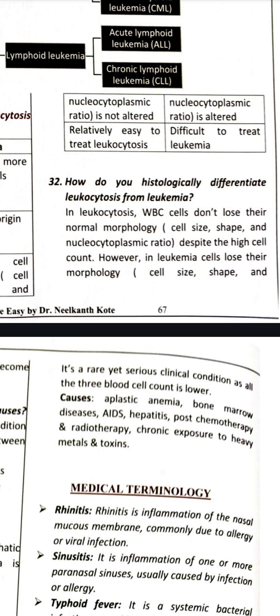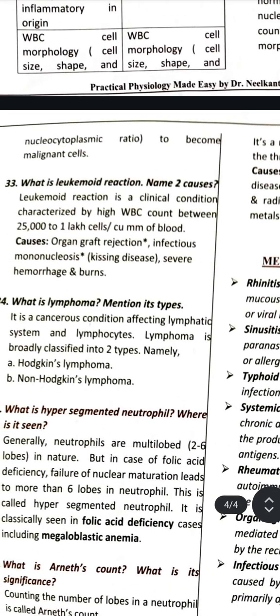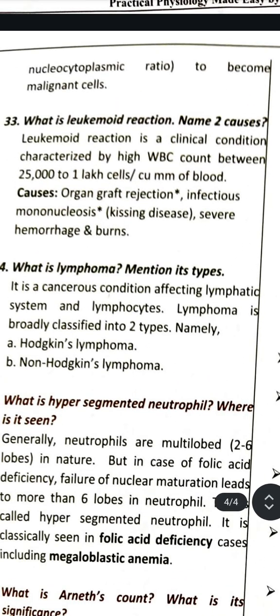Now, how do you histologically differentiate leukocytosis from leukemia? In leukocytosis, WBCs don't lose their normal morphology, which is most important, despite the high cell count. Normal morphology means cell size, shape, and nucleocytoplasmic ratio. However, in leukemia, the cells lose their morphology, cell size, shape, and nucleocytoplasmic ratio, and they are more immature and become malignant cells.